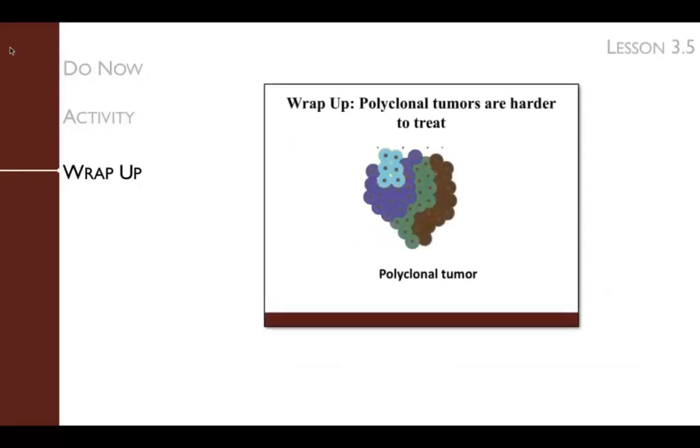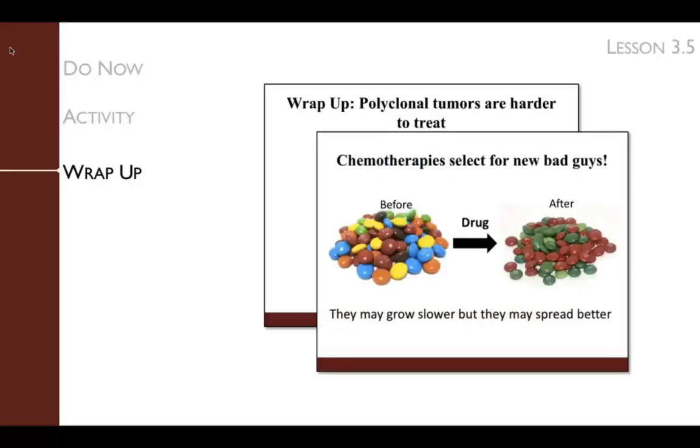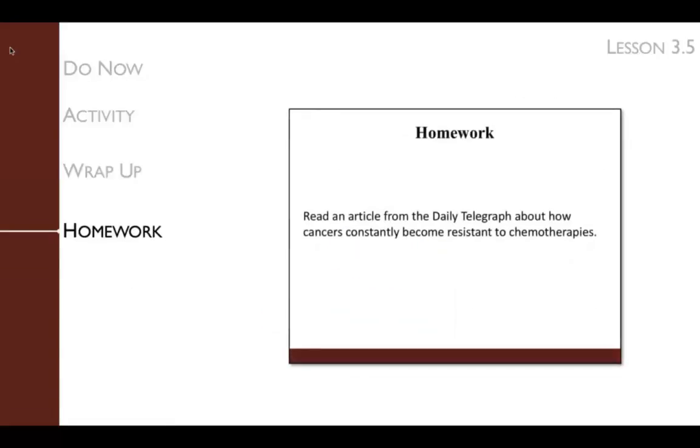Much like how antibiotics select for resistant bacteria, so chemotherapies can select for resistant tumor cells. The fact that a polyclonal tumor may contain a multitude of cell types makes them even harder to eliminate. The selection may not even result in cells that grow better. They may grow slowly but spread better. Either way, the tumor persists. For homework, have students read an article from the Daily Telegraph about resistance to chemotherapy.